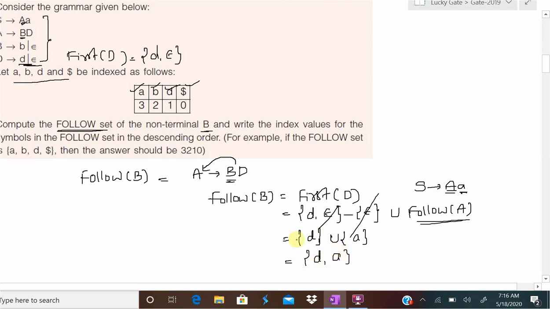Now what is the index for D? D is having index 1 and A is having index 3, right? A is having index 3. But what is the question? Compute the follow set of the non-terminal B and write index values for the symbols in the follow set in descending order. Descending order means that instead of saying the answer is 1 3, I have to say the answer is 3 1 for this question.